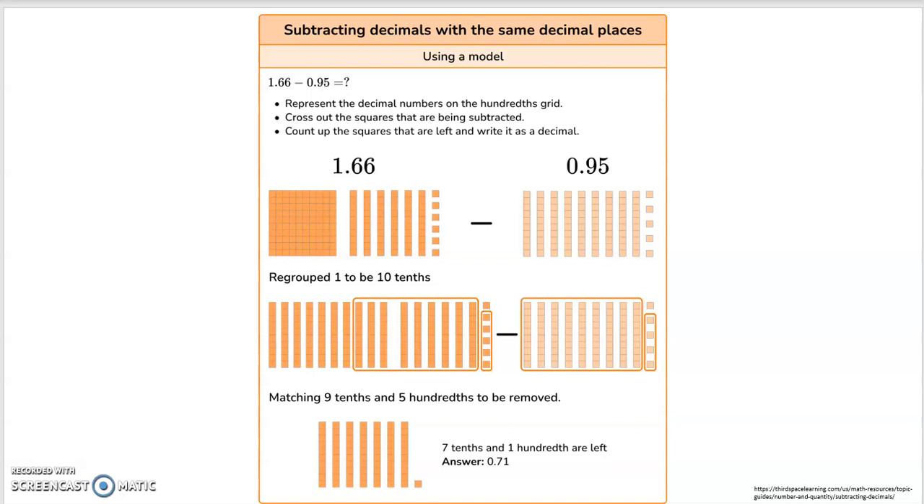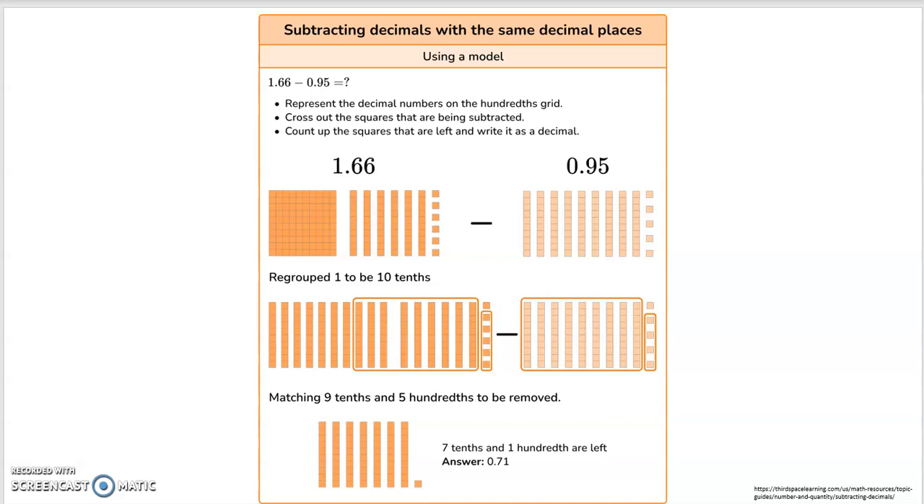Okay, for this example here, we're starting with 1 whole and 6 tenths and 6 hundredths. And we're taking away 9 tenths and 5 hundredths. I can easily take away my hundredths, no problem, because I have more hundredths here than I'm taking away. I'm left with 1. But I don't have more than 9 tenths here. So I'm going to have to regroup my 1 whole and break it up into tenths. That way I have more to take.